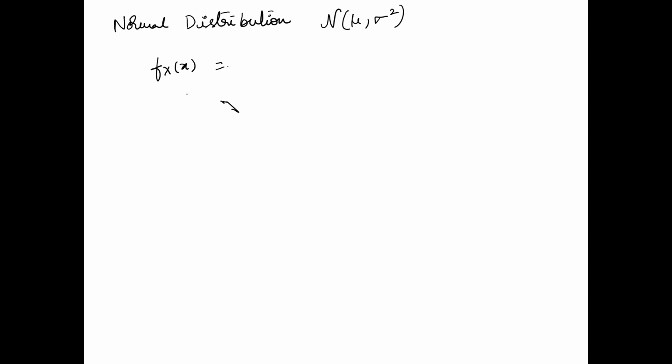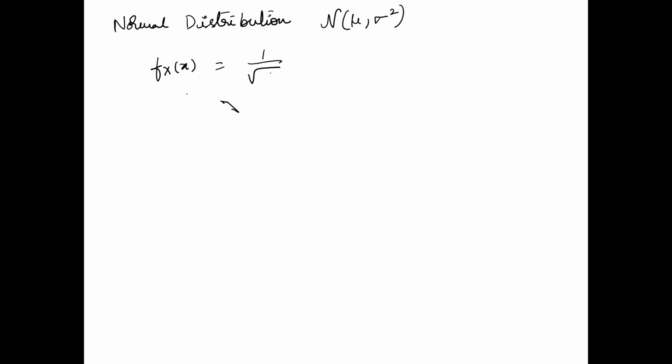Right? The next one is the normal distribution, or Gaussian distribution, where x has mean value mu and variance sigma square. I'll quickly start by writing the probability density function, because we've seen how to write the moment generating function in the previous video.